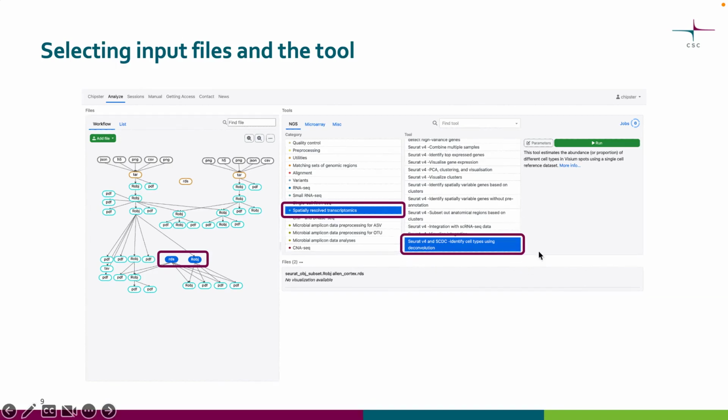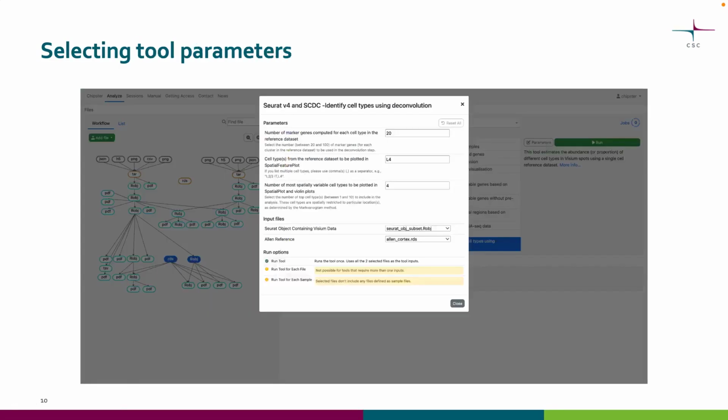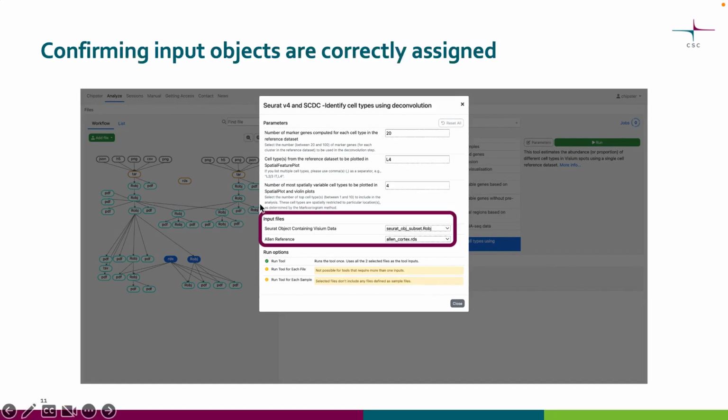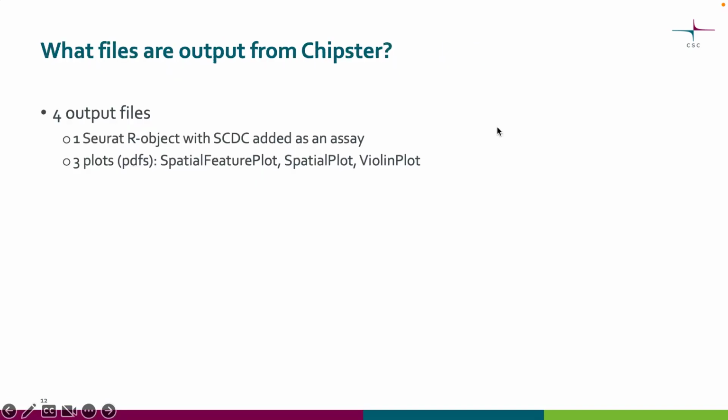After this, we will click on the parameters button, seen here, and this will open the parameters window. From here, the user can decide how many top markers are used, as seen here. The default in Chipster is 20, but ideally you should work with a larger data set if possible, perhaps 100 genes per cluster, but this may slow down the runtime. First, you will want to ensure that you select the correct input objects, seen here. After this, 4 output files are generated.